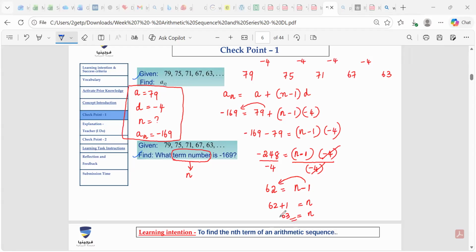So this is a different type of question, a different variety, where the question was to find out the term number. To find the term number, we need to find out n. Get all the information from the question and then substitute it in the formula. When you substitute, you will get the answer. So now let's move on to the next question.